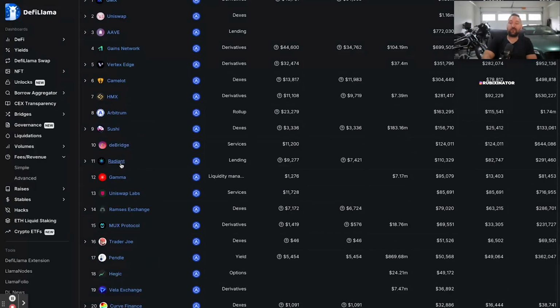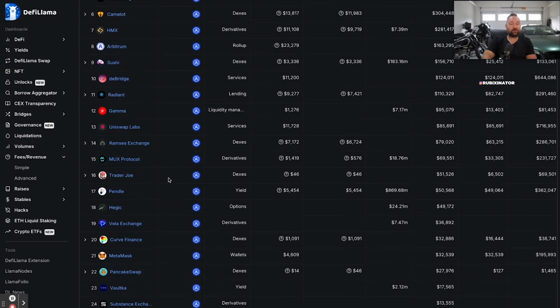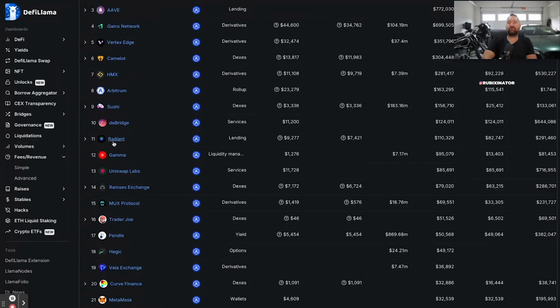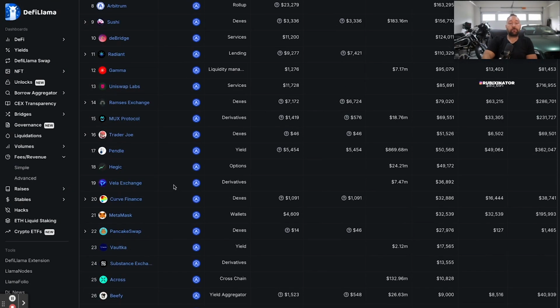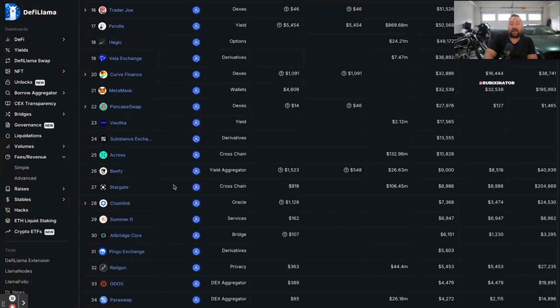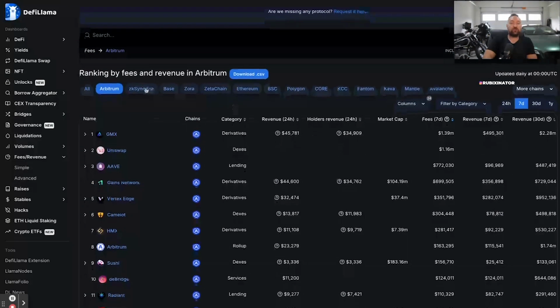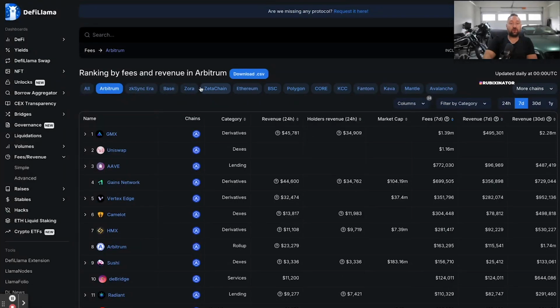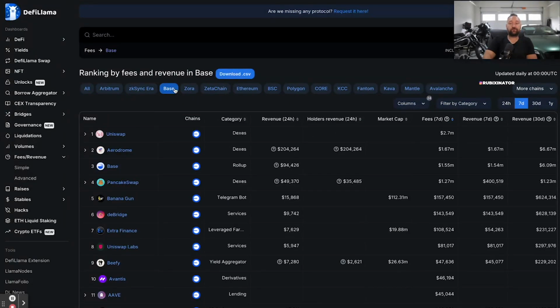Radiant, very bullish on Radiant. I've been stacking some Radiant tokens since the entire bear market, actually. You never know what you might find. Beefy here over on Arbitrum only, of course, only $8,000, but have a look at what they've done most likely over on Base. There we go. Aerodrome, $1.67 million in fees and revenue.